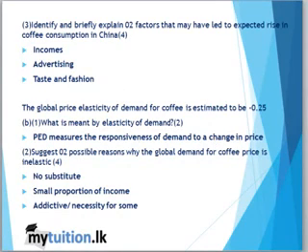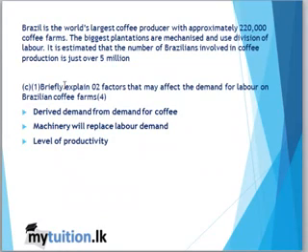and that could be defined as inelastic demand for coffee. Next, Brazil is the world's largest coffee producer with approximately 220,000 coffee farms. The biggest plantations are mechanized and use division of labor. It is estimated that the number of Brazilians involved in coffee production is just over 5 million. Briefly explain two factors that may affect the demand for labor on Brazilian farms.